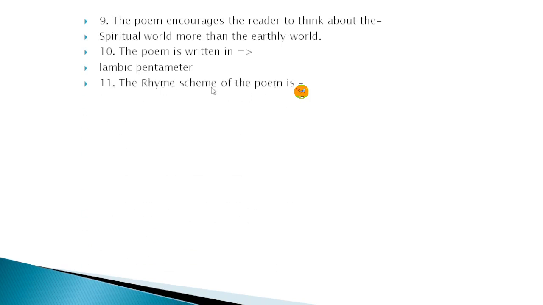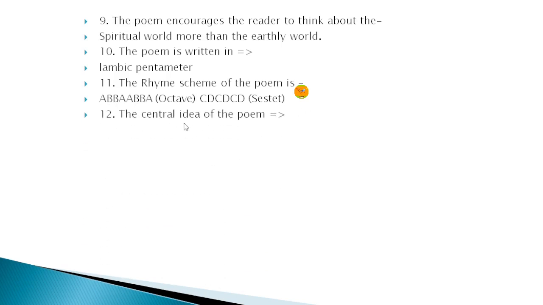Next, the rhyme scheme of the poem, The World is Too Much with Us. Here the right answer is A B B A A B B A. This is for the octave, and C D C D C D. This is for the sestet. So overall, the rhyme scheme is A B B A A B B A C D C D C D. Next, the central idea of the poem. What is the central idea of the poem? To live in harmony with nature and appreciate it.